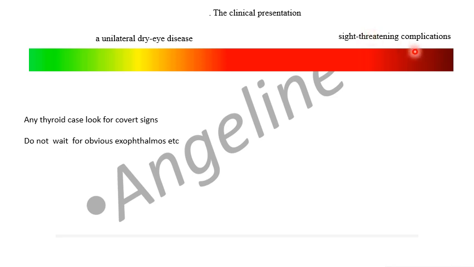So any thyroid case that comes to you, look for covert eye signs. Don't wait for them to show ophthalmos or severe keratitis or ophthalmoplegia for you to diagnose eye disease. Catch them early. Any thyroid case, look into the eye signs, not the gross eye signs. Gross eye signs you can pick up easily, but look for the subtle eye signs which will be coming down the list later.